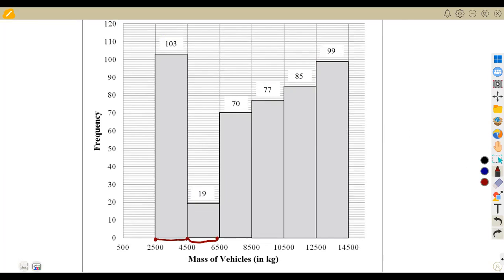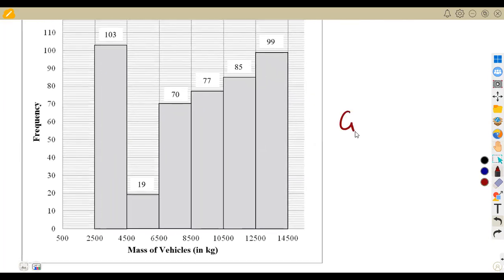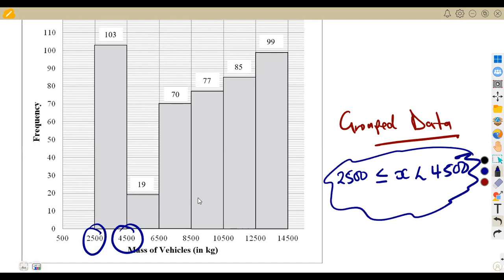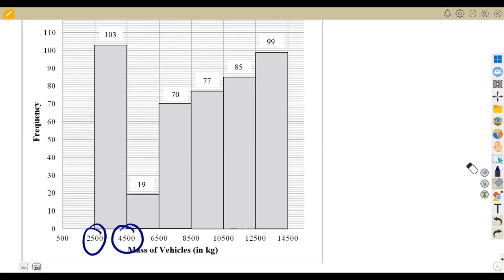This is the information that lies under grouped data. A histogram is under grouped data, whereby we take it as a class, like from 2,500 to 4,500. This can be written as X is greater than or equal to 2,500, but is less than 4,500. It's now a class. You're talking about an interval from a certain point up to a certain point. That's the grouped data. All right, so let's see the questions.